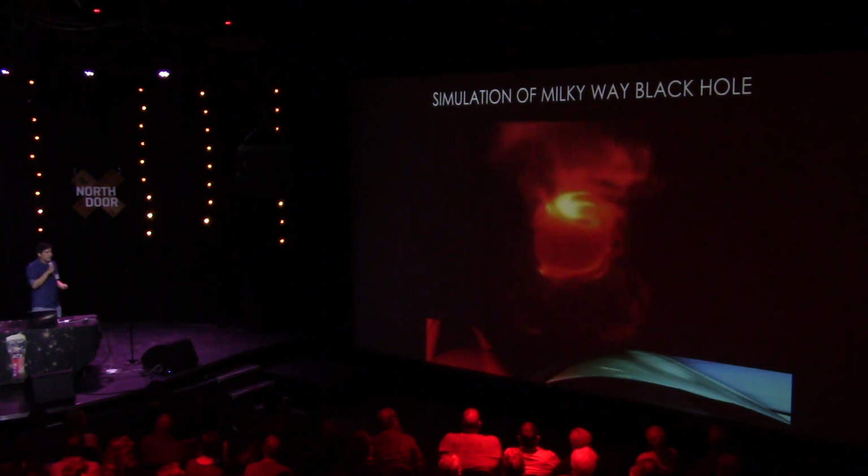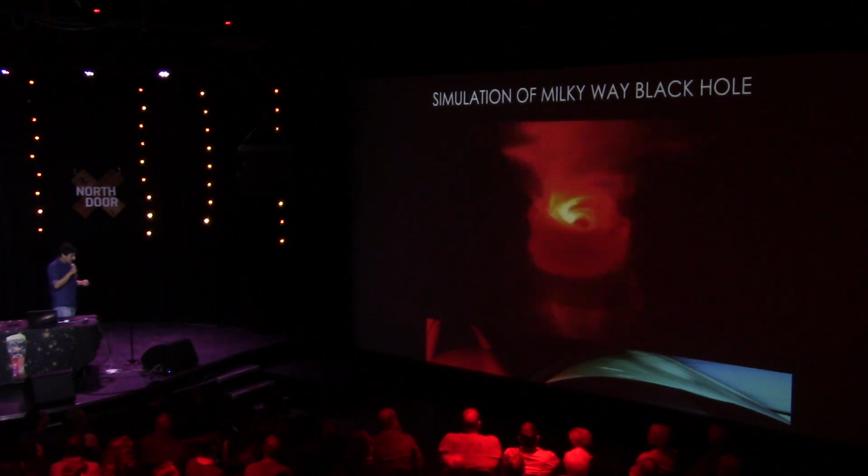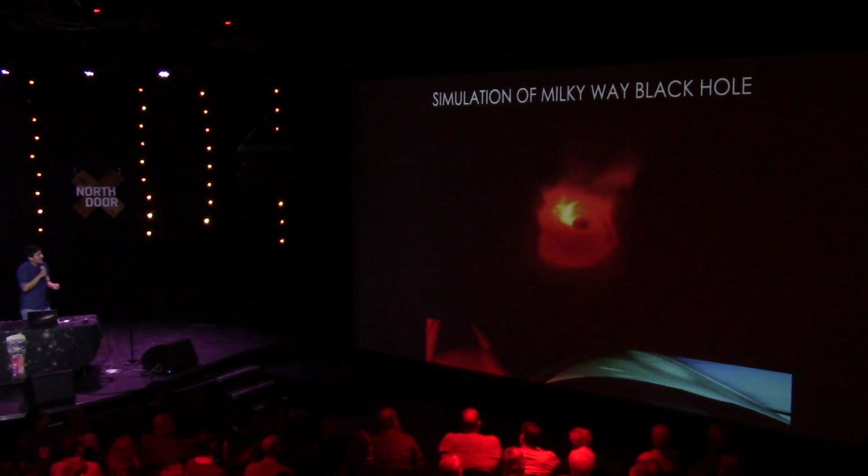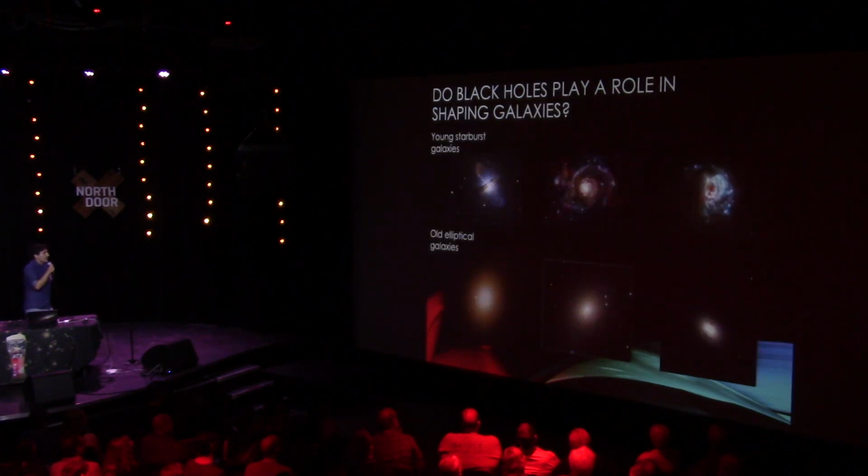Are they capable of shaping the galaxies that we see today? So when we look at galaxies in the sky, galaxies come in all shapes and forms. We have young starburst galaxies, these blue dusty galaxies you see up here. You can see that they look really disk-like. And this one itself has an AGN jet, that you can see right here.